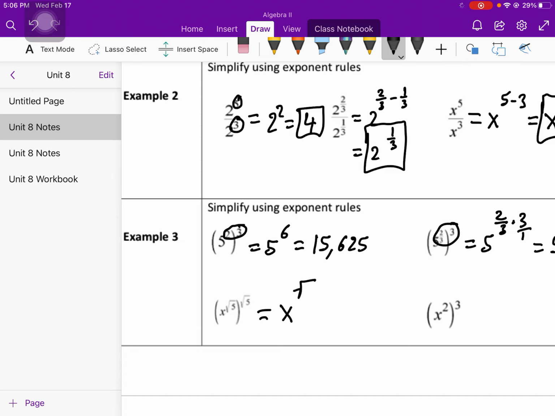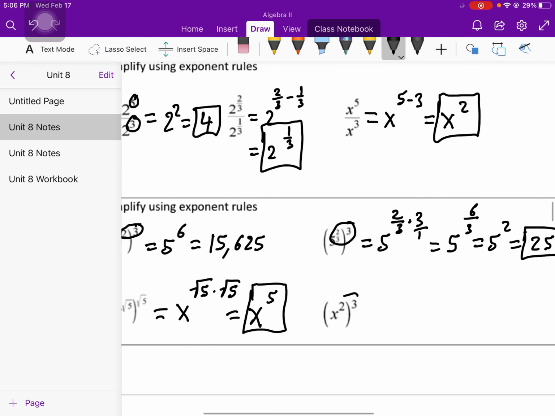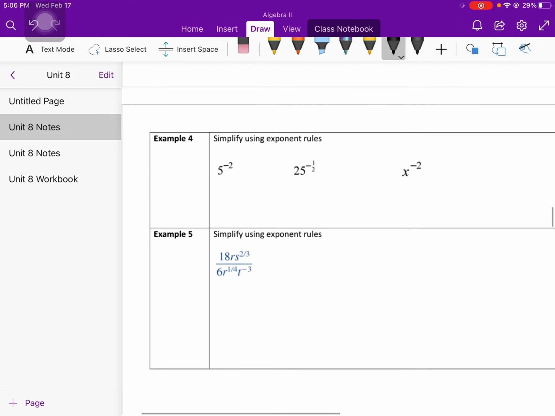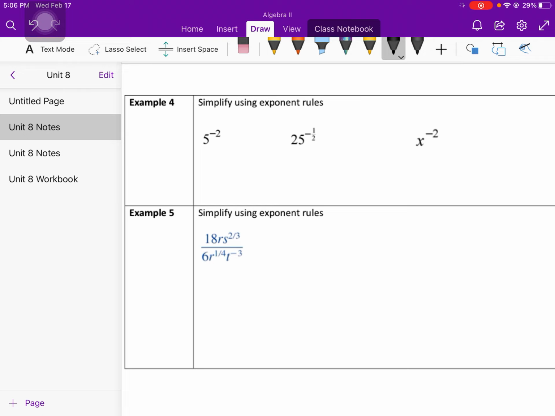This one you would get x to the square root of 5 times square root of 5. And remember, when you take square root of 5 times square root of 5, the radical just goes away and we get x to the 5th. And then this one, same idea, just multiply, you get x to the 6th. It's just more practice with those exponent rules. A few more here and then we'll be done.